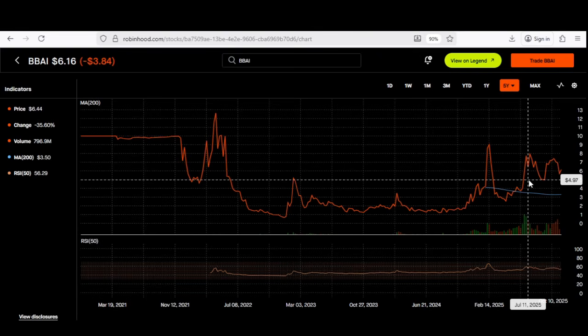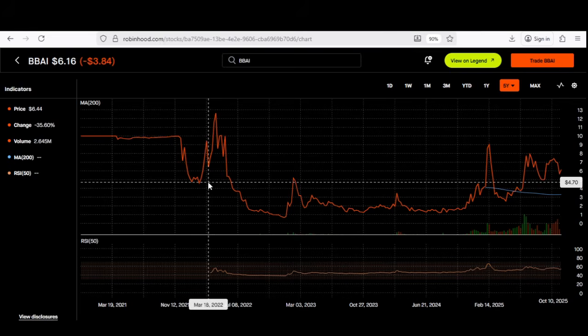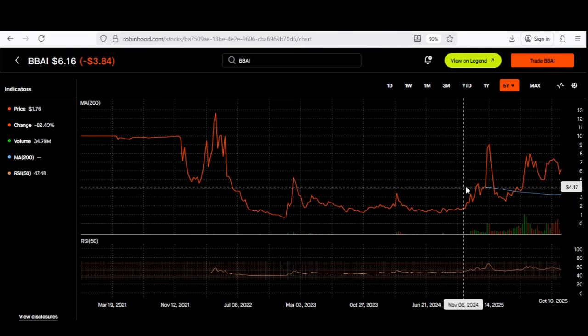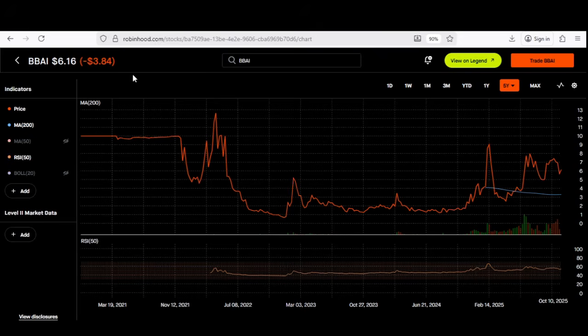And if you go all the way to the left, you could see since 2021, BBAI has been struggling to break down below $5. Now, when it does get above $5, if you go all the way back to 2025 right here, when it does get below $5, it has a hard time to break past it on the upside. So $5 is a very, very strong support level and also a very strong resistance level.